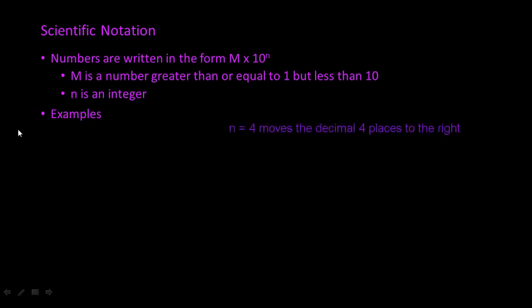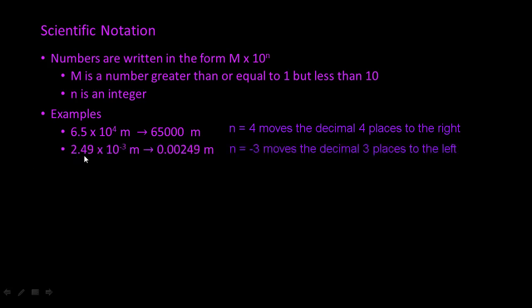So let's take a look at some examples. If we have 6.5 times 10 to the 4th meters, this in regular notation would be 65,000 meters. If we had 2.49 times 10 to the negative 3 meters, this would be in regular notation 0.00249 meters. Notice that if the integer for the exponent is positive, we're going to have in regular notation a number larger than 1. And if the exponent is negative, we're going to have a number that's smaller than 1.